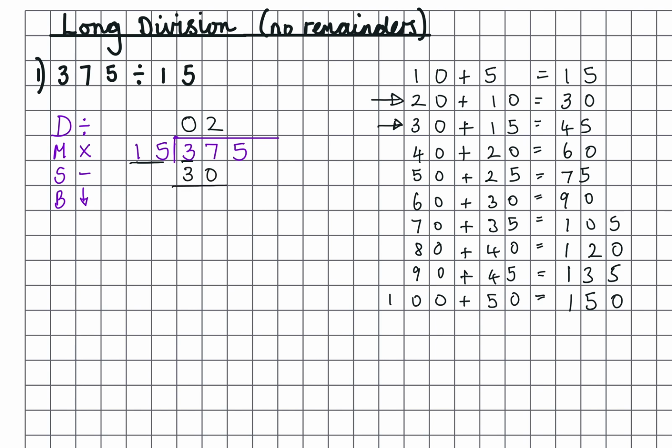And now I'm going to subtract 37, subtract 30. So the answer is 7. So I've done the subtract bit. Now I'm going to do the B part, which is bring down. So I'm going to bring down this 5. Then I look at my times tables again, and I can see here I've got 75, and that's 15 times 5 is 75. When I do the subtraction here, I don't really need to do it because I know that the answer is going to be 0. So in this particular question, there are no remainders.